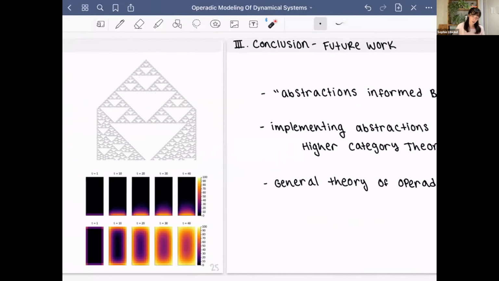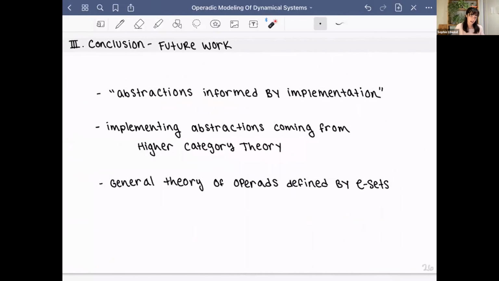And so some of the future work that we're really excited about is this idea of not just implementation informed by abstractions, but also abstractions informed by implementation. We're also interested in implementing abstractions coming from higher category theory in this realm of compositional dynamical systems. And lastly, we saw that we had these operads, which we described the terms as C-sets, and we're interested in a general theory of these types of operads.